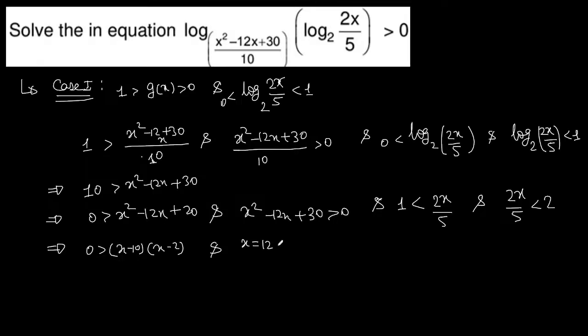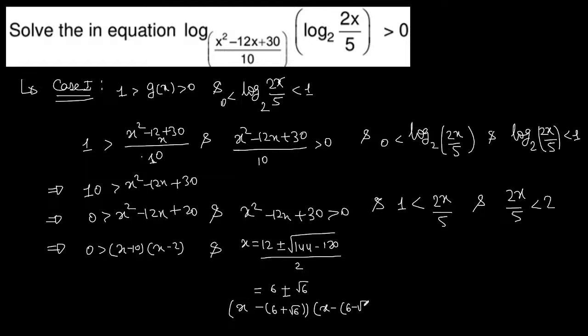x equal to 12 plus minus root under b square minus 4ac upon 2a, 6 plus minus root 6. So it is something like x minus 6 plus root 6, x minus 6 minus root 6. This is bigger than 0, and here we have and x is bigger than 5 by 2 and x is less than 5.